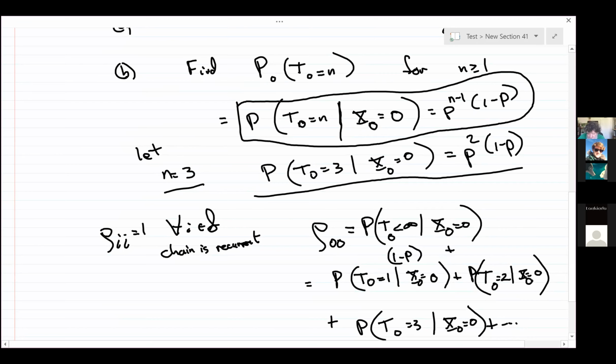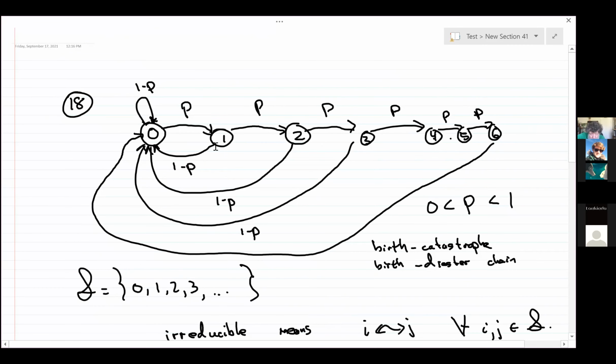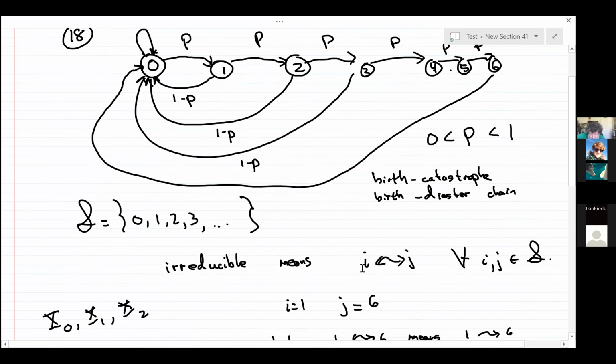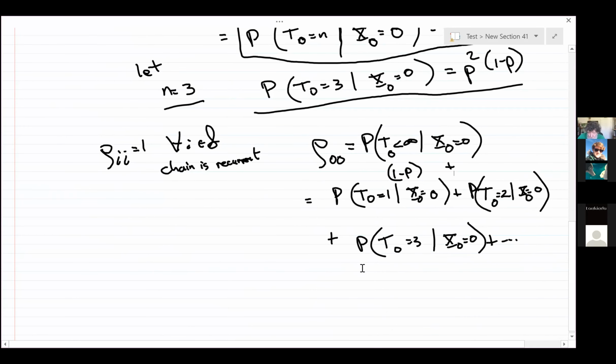What's the next one? If you're at 0 and you want to first come back to 0 in 2 steps, then what did you have to do? You had to go up 1 and then go back. So that would have been p times 1 minus p.